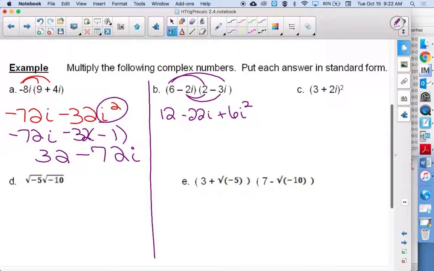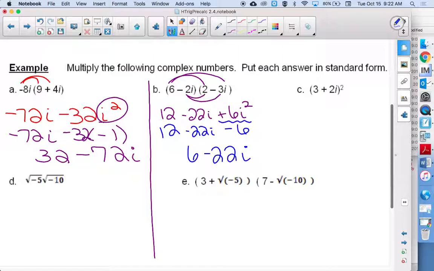Garrett, is there anything else that we can do to simplify this? Yeah, you can simplify 6I squared to -6. Yeah, so that becomes negative 6, and then combining your like terms, you end up with 6 minus 22I. Nice. So 6 minus 22I. No, you don't have to pull anything out and factor it. Just working on writing it in standard form and simplifying.